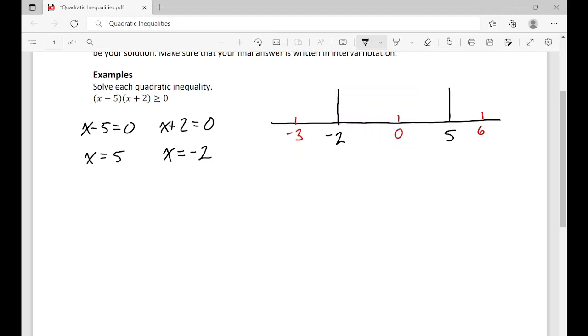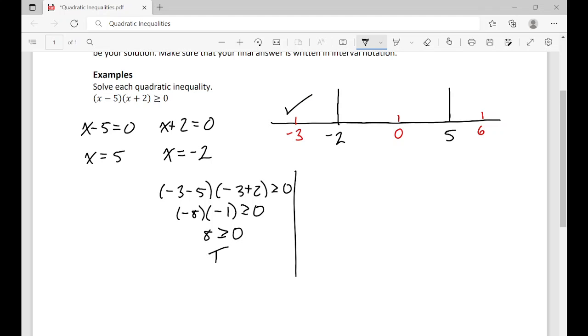So now I'm going to take each one of these test points, plug it back into my original inequality, and see what's true and see what's false. So start off with negative 3. So (negative 3 minus 5)(negative 3 plus 2) greater than or equal to 0. Going to get negative 8, negative 1, and that's going to give me positive 8. So is positive 8 greater than or equal to 0? Indeed it is. So that means everything in this area where negative 3 is true.